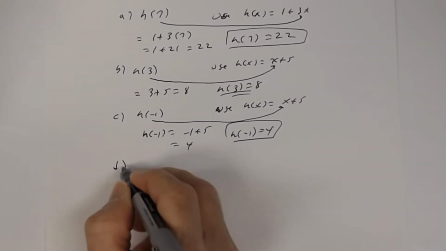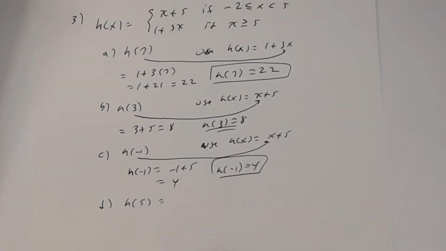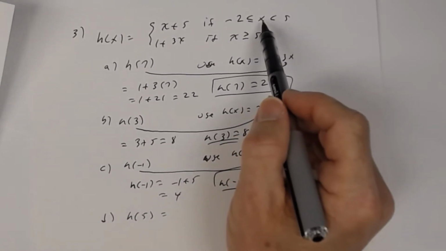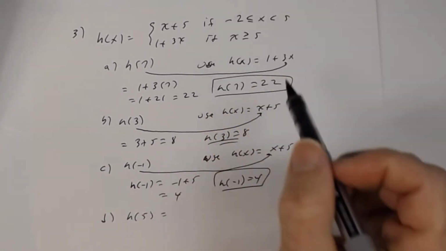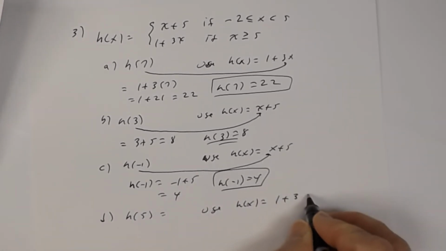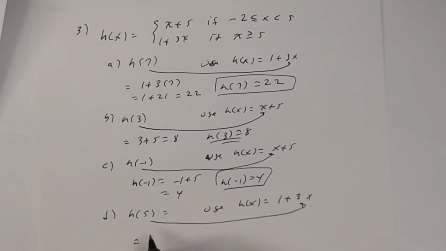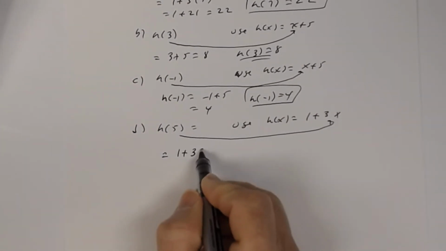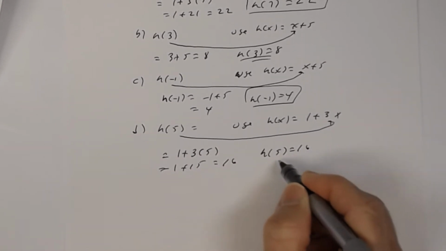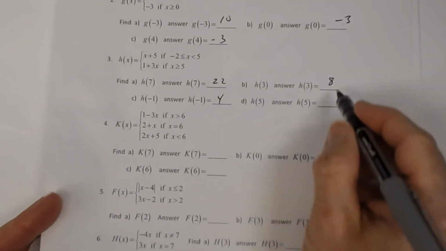All right, D, you want to find h of 5. So h of 5, notice it's not going to be this one because 5 is not less than 5, right? Even though negative 2 is less than or equal to 5, 5 is not less than 5, it has to be this one. So you're going to use 1 plus 3x. So you're going to use h of x is equal to 1 plus 3x. And so h of 5 then, wherever you see the variable x, you substitute 5. So h of 5 is going to equal 1 plus 3 times 5. So that's 1 plus 15, which equals 16. So h of 5 equals 16. All right. So that's part D. All right, so the answer here is going to be 16.